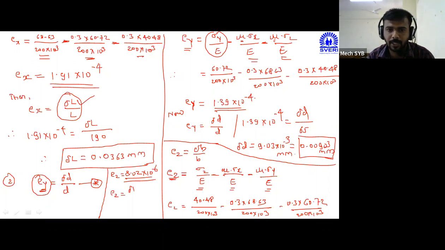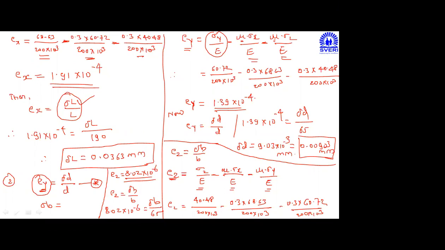Epsilon z is equal to delta b upon b. So 8.02 into 10 raised to minus 6 is equal to delta b. We have to calculate it. Original width is given, 65. So the final answer I will write here. Delta b is equal to, what is the answer?